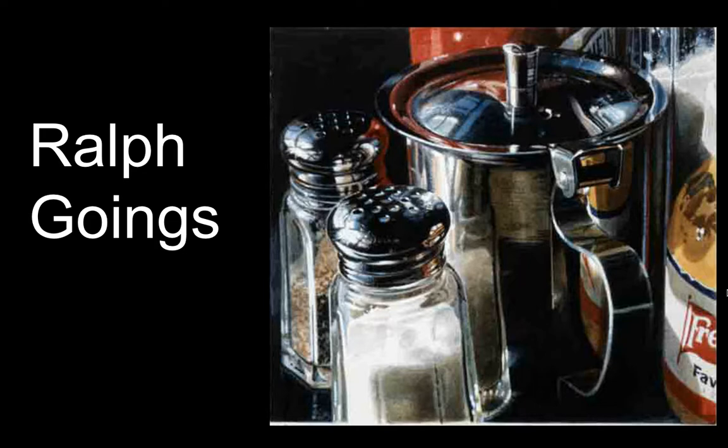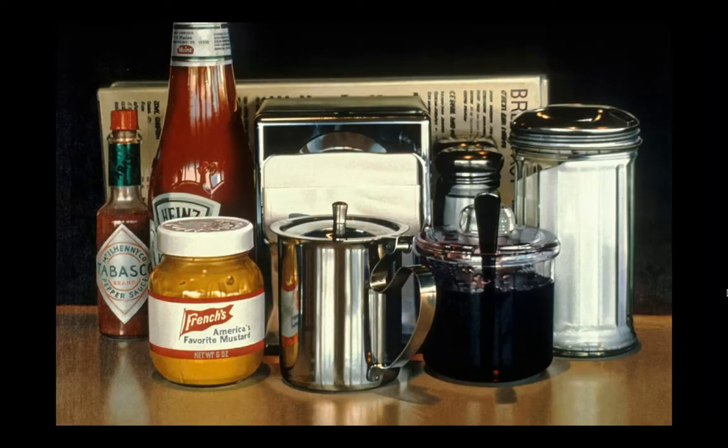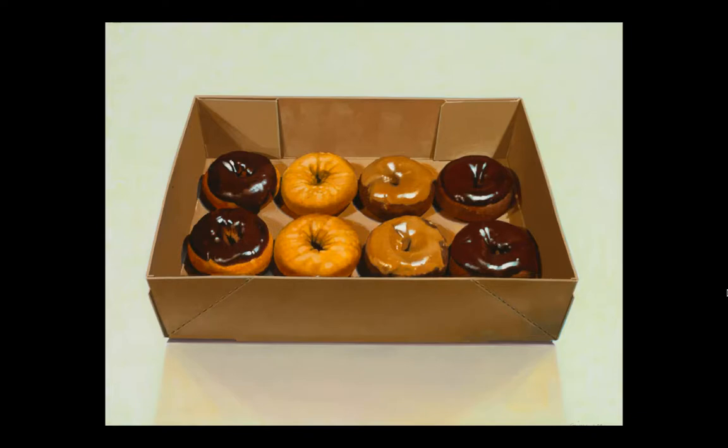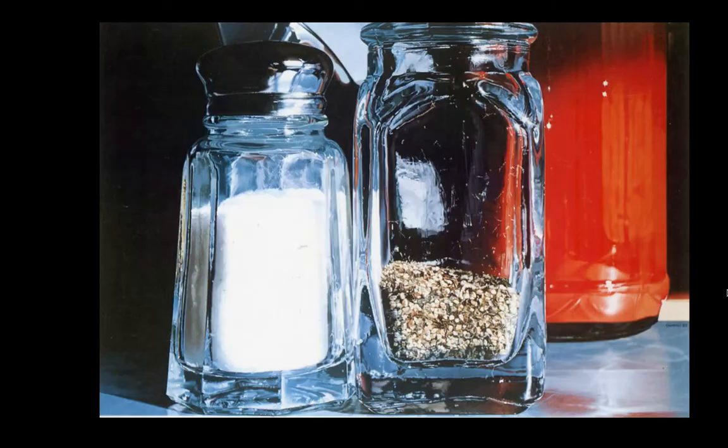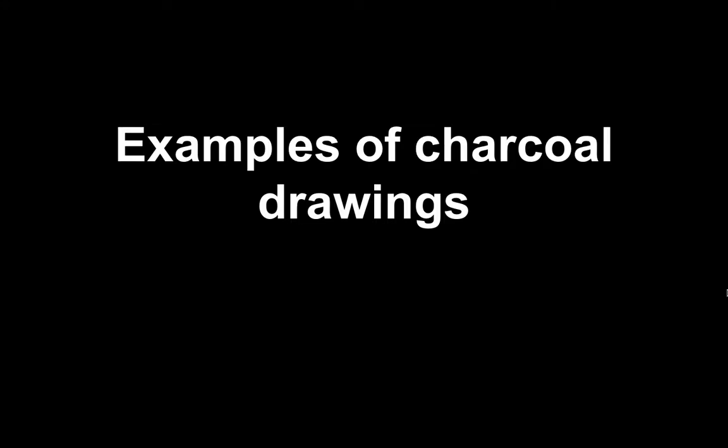Another photorealistic artist is Ralph Goings. He does photorealism, but these paintings of his that you'll see are actually really large scale. So again, these are not photographs, these are paintings that he has done. And he often does paintings of food or condiments that are really typical American food, like donuts, ketchup, salt shakers. So very reminiscent of food you would see in American diners. And this is a close-up of one of his paintings, just to see the amazing amount of detail that he puts into his work.